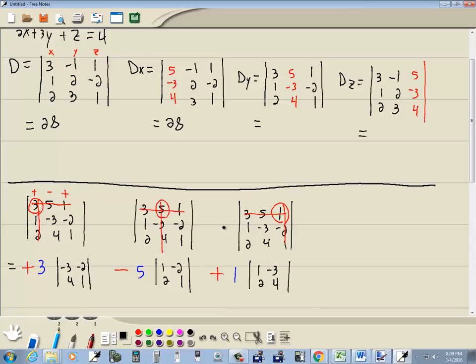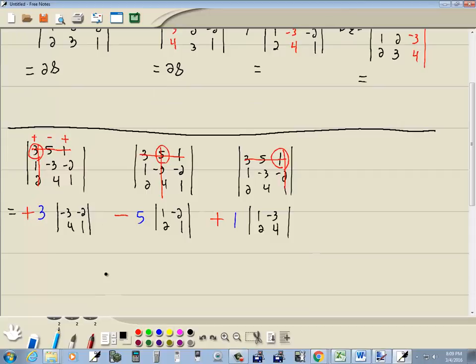Now after you get used to this, you don't have to sit there and cross it out like you see in here. You visualize it. You work with 3, you cross out that column, that row, and then you can write this down directly.